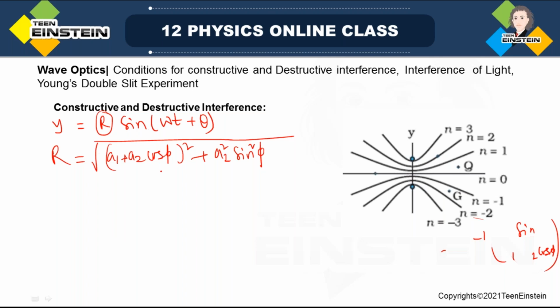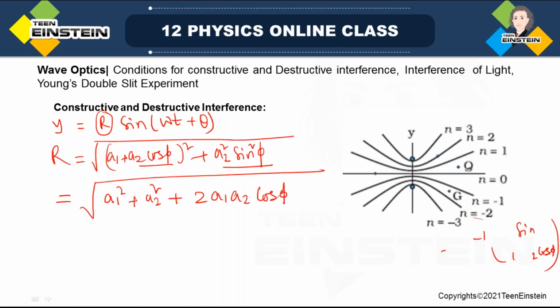Okay, look, if we solve this mathematical expression, the square root, this part, what we get is a1 square plus a2 square cos square phi plus a2 square sine square phi, that you get, right? And here 2a1 a2 cos of phi. Okay, I have done a little bit of simplification.